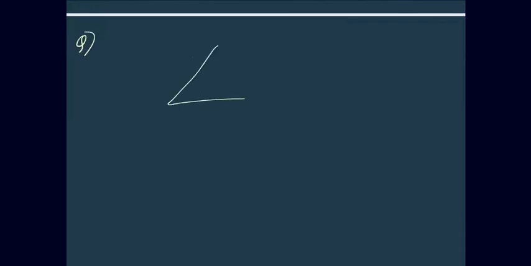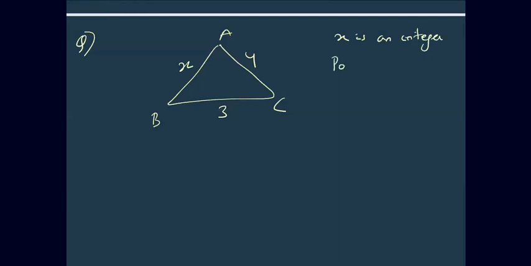So this is a triangle ABC. BC is given as 3 centimeters and AC is given as 4 centimeters, and the value of AB is X. So X is an integer. You need to find the possible values of X. So just try this for some minutes and then we'll discuss.